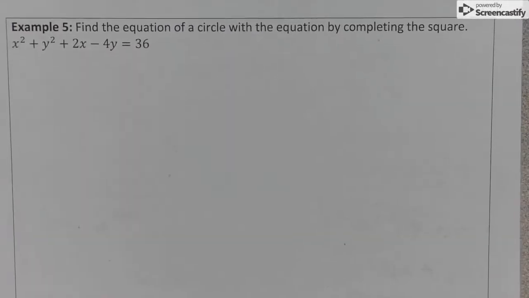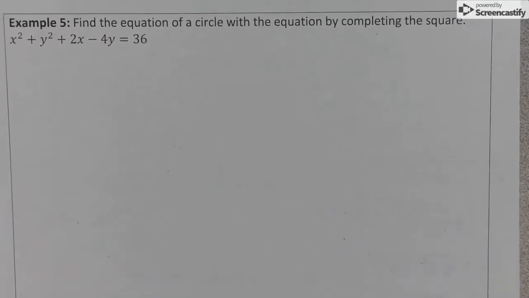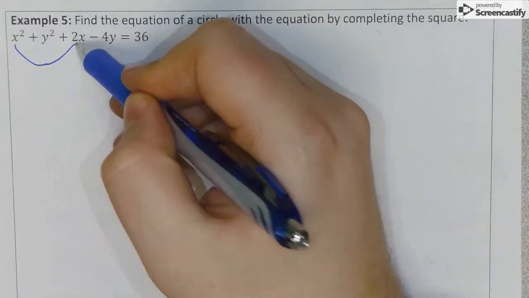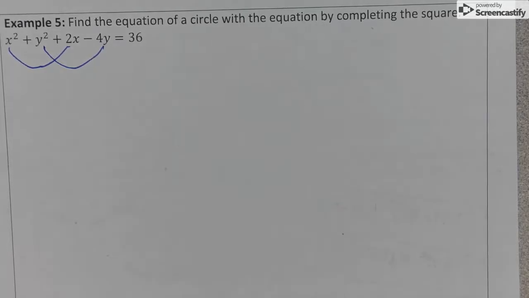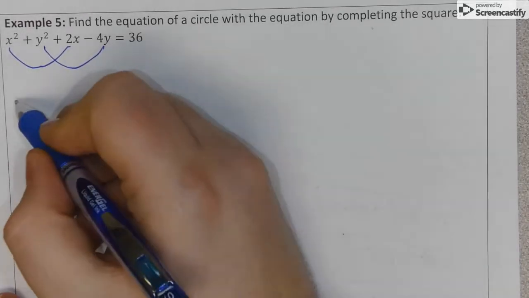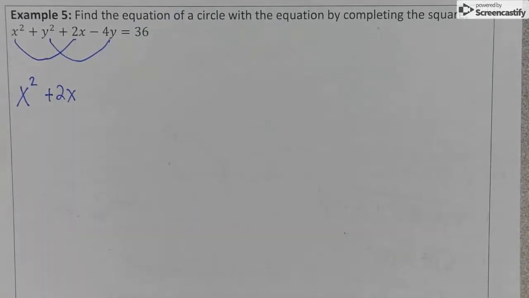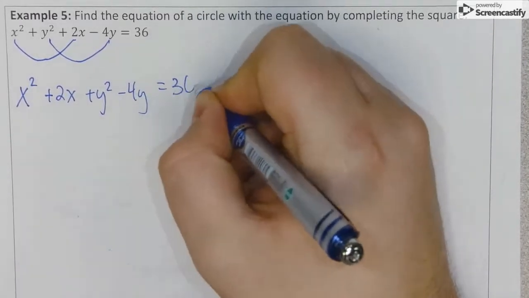Your last example here asked you to use the complete the square method. So in this case, you have to use complete the square twice because you have x squared and 2x here, and you have y squared and minus 4y. So I'm just going to rewrite this to regroup. I'm going to write x squared plus 2x, and I'm just regrouping so that my terms that have x's are with each other and my terms that have y's are with each other. So this is x squared plus 2x plus y squared minus 4y, and that still has to equal 36.